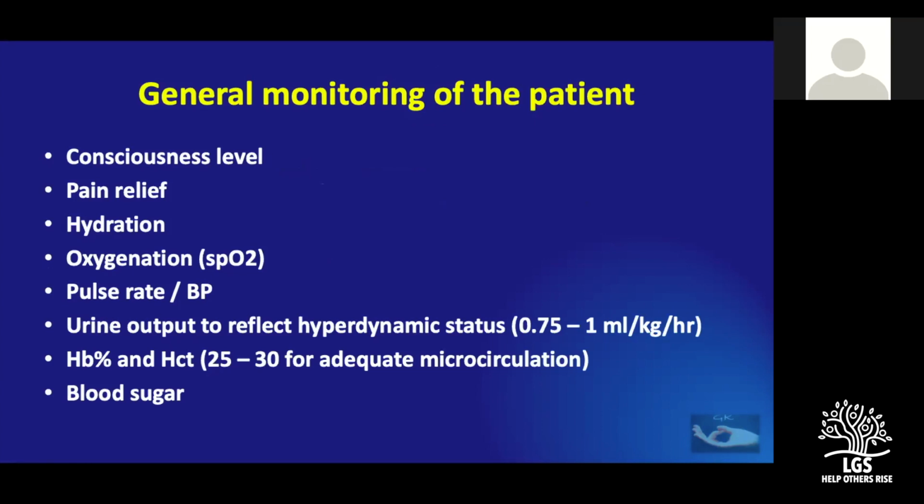So it is best to give a good pain relief. Hydration, oxygenation, pulse rate, the blood pressure must be maintained. Urine output must be maintained. The hematocrit mainly must be maintained. Hematocrit must be measured. Usually 25 to 30 is important for adequate microcirculation.